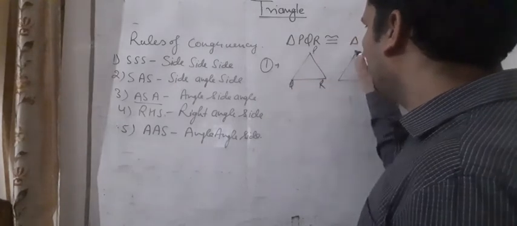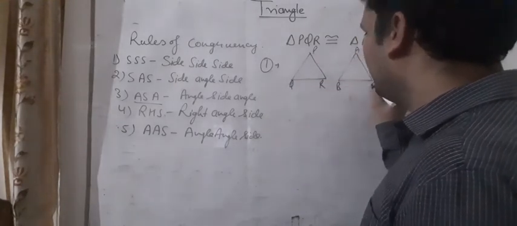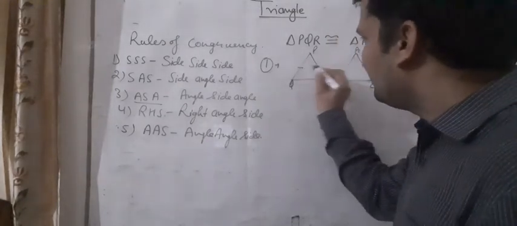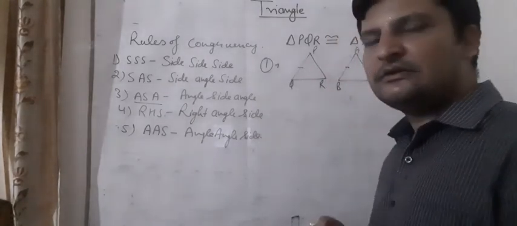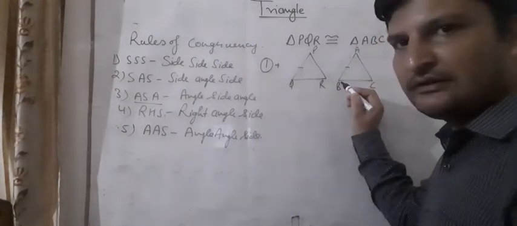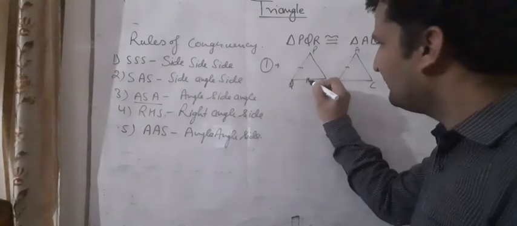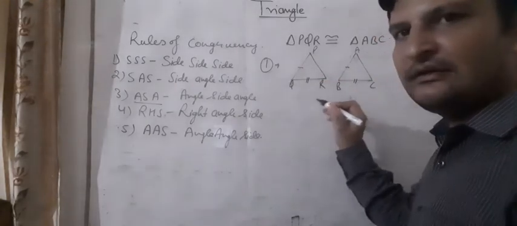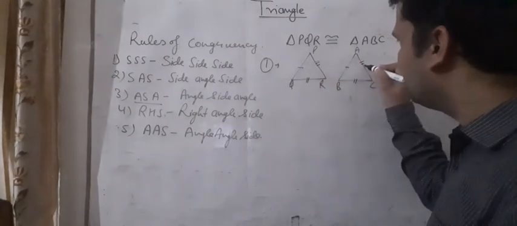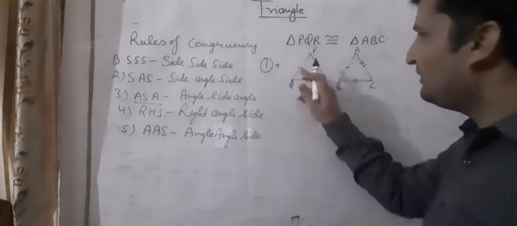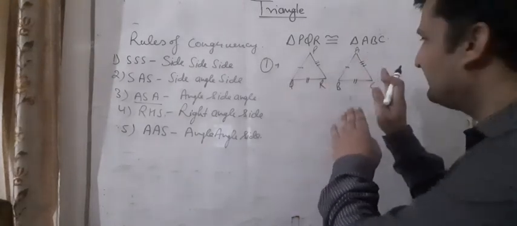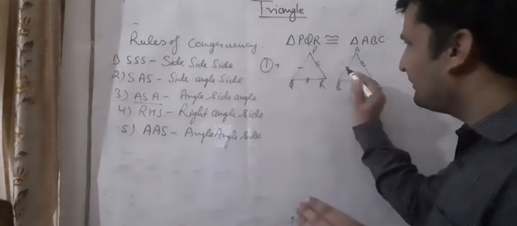PQR, ABC. If, students, in these two figures PQ is equal to AB, meaning the corresponding sides PQ and AB are equal. Similarly, QR is equal to BC. If PR is equal to AC, as given, it means all three sides of this triangle are equal to all three corresponding sides of the other triangle.